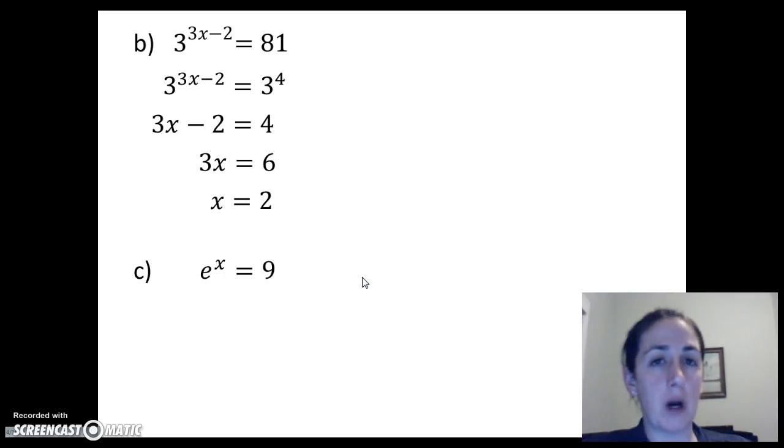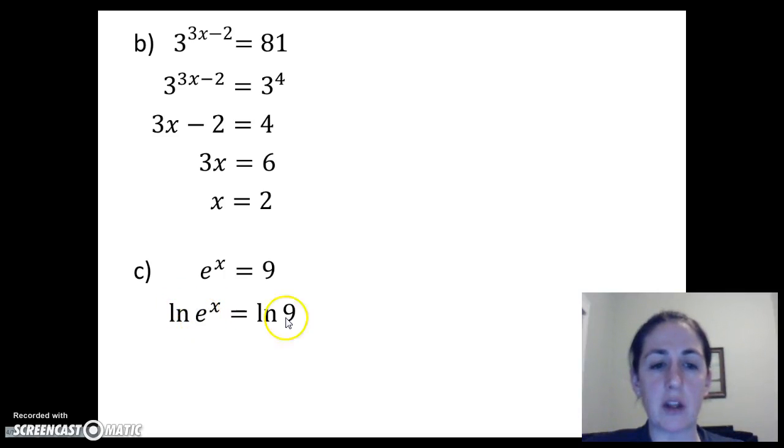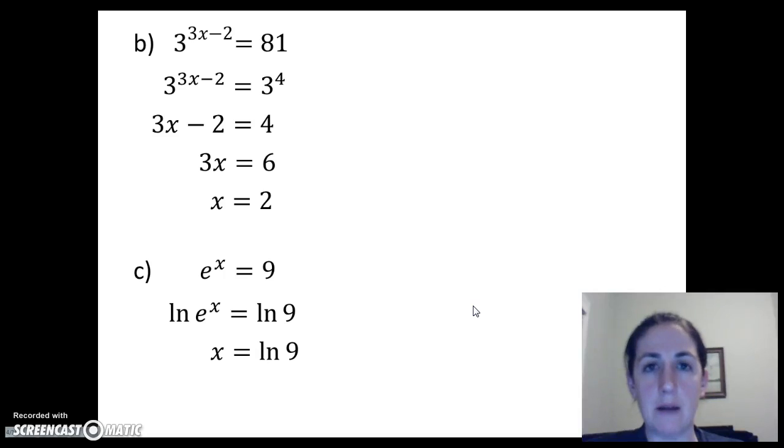Remember, you can do whatever you want to an equation as long as whatever you do to the left-hand side, you do to the right-hand side. So what if we took the natural log of both sides? Remember, the natural log is log base e. So the base of the logarithm is e, the base of the exponential function is e, so they're going to cancel each other. The natural log and the e will go away, and we're left with x equals the natural log of 9. And then you can plug that into your calculator to get a decimal approximation if you'd like to. Let's do another one.